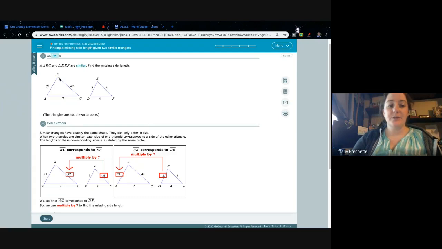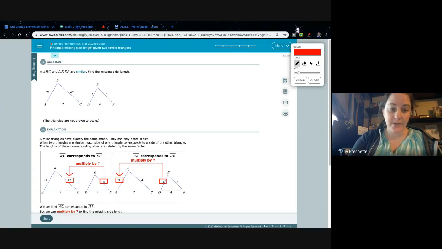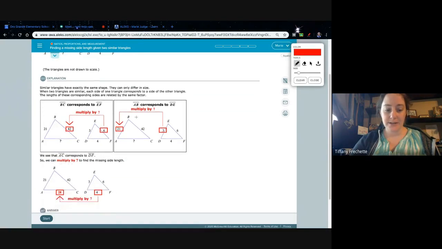So in this case, what you want to make sure you're doing is matching up one of the corresponding pieces they already gave us. So pay attention to how they put the letters here, A, B, C, D, E, F. Those are in corresponding positions, meaning that A corresponds to D, B corresponds to E, C corresponds to F. So as long as we know that, we can go through and write a ratio or a proportion for this.